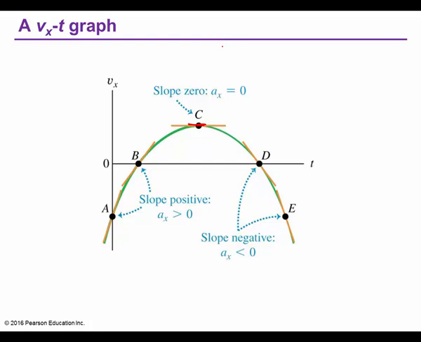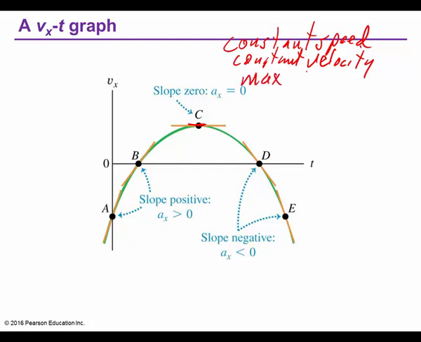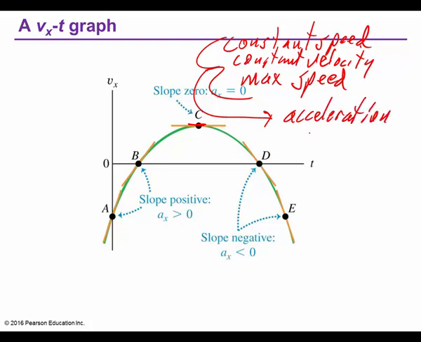You need to familiarize yourself with these terms: constant speed, constant velocity, maximum speed. What do all these mean? All of these mean that acceleration is 0. Very, very important you pay close attention to that, because it'll slip by us in a problem.